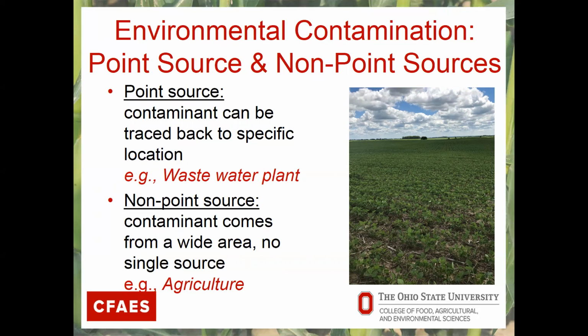More frequently, pesticides in agriculture are non-point source contaminants. This is because the pesticides are applied to large acreage. The source of the pesticide can't be linked to any one location. For example, Roundup is applied to millions of acres of farmland in the US.